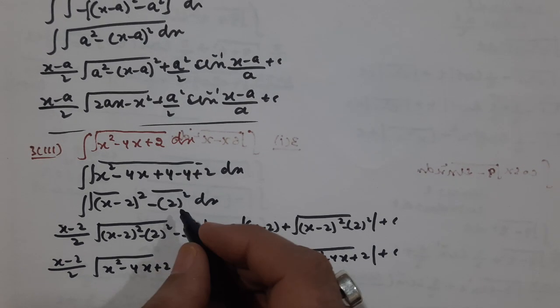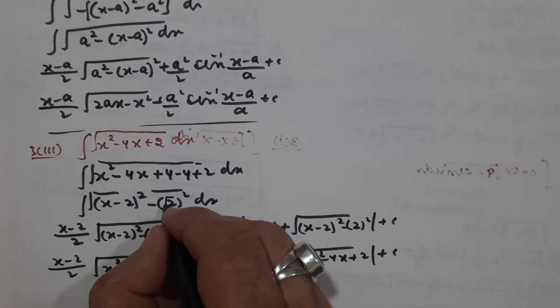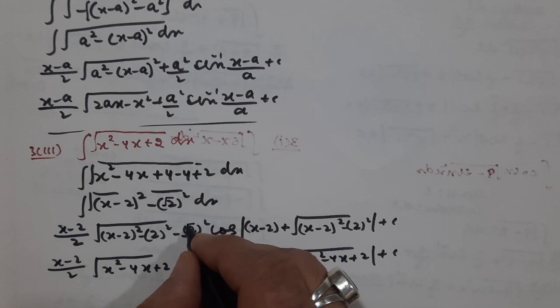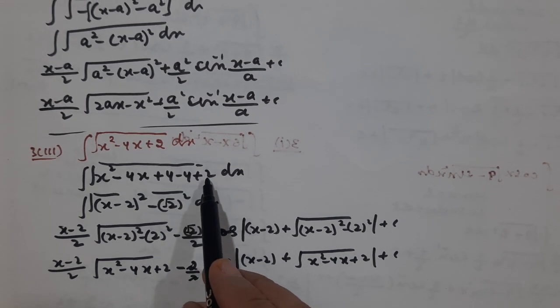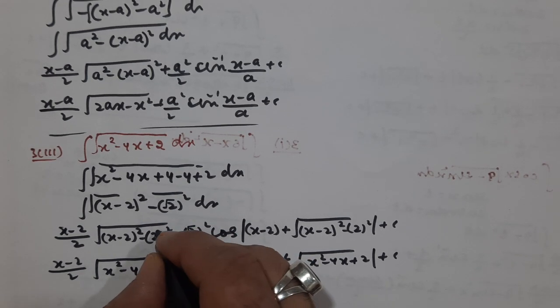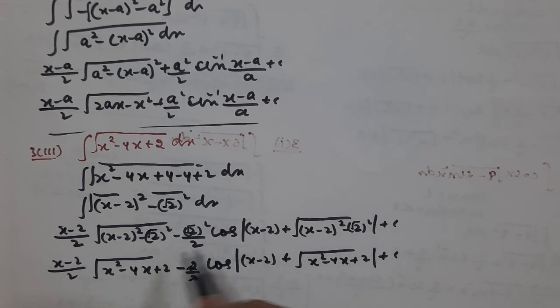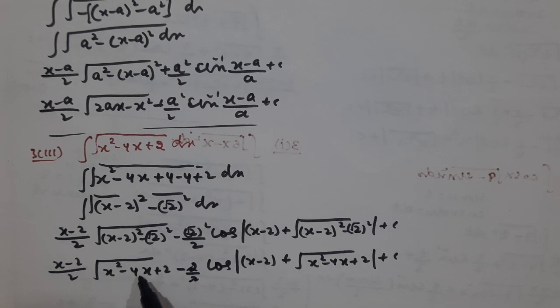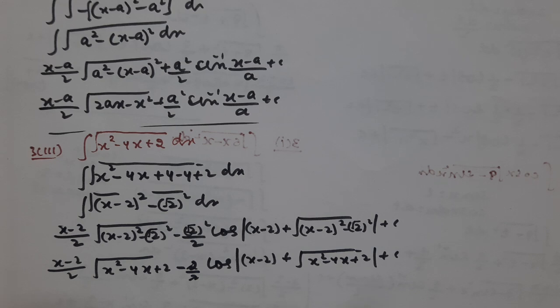Students, there is a little correction. Here we get minus 2, and 2 is not a perfect square, because minus 4 plus 2 is minus 2. So we write root 2 square. So here also we have root 2 square, and here also we have root 2 square. So on solving this expression, we get x square minus 4x plus 2, and here also we get x square minus 4x plus 2, right?